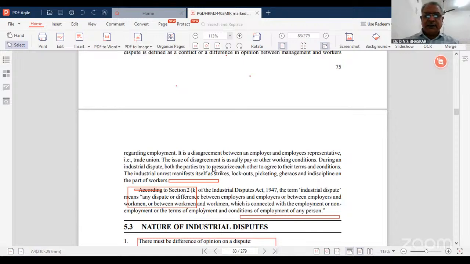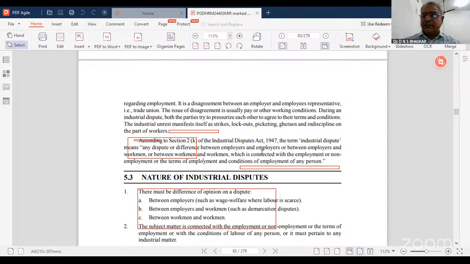According to Section 2(k) of the Industrial Disputes Act 1947, the term industrial dispute means any dispute or difference between employers and employers, or between employers and workmen, or between workmen and workmen, which is connected with the employment or non-employment, or the terms of employment and conditions of employment, or any other reason. So an industrial dispute need not be between the employer and employee only. It may be between workman and workman, and so on.